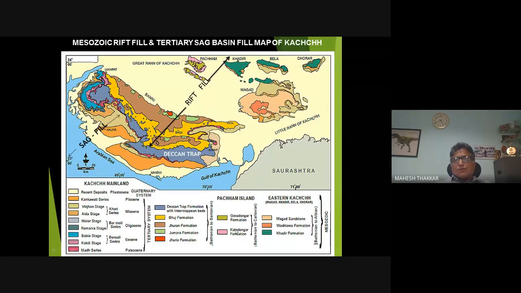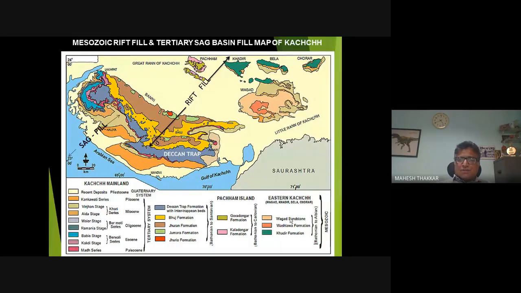Pachcham has 2 major classified Kaladungar and Goradungar formations, while the eastern part of the lithostratigraphic unit has a Khadir formation, Vastava, and the younger one is Wagad sandstone. Wagad sandstone formation is equivalent to the Bhuj formations. They are all the continental deltaic systems. Okay, so this is a little bit of understanding of the geology I would like to show to everybody.